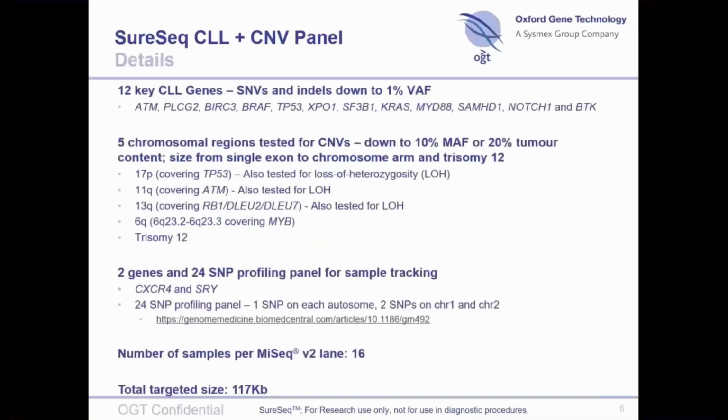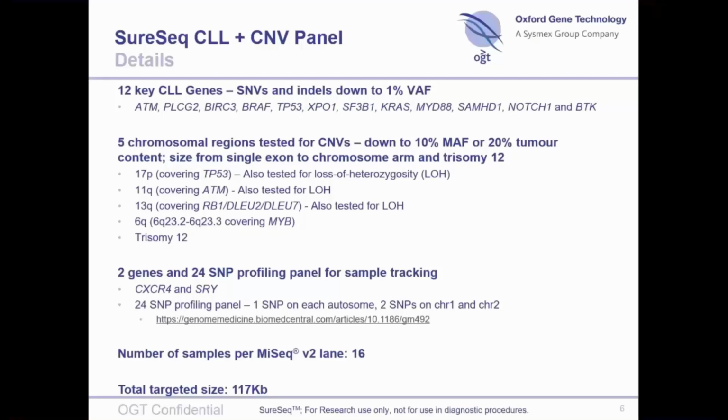Now let's have a look at some of the details. The CLL plus CNV panel targets a total of 12 genes implicated in CLL, including the genes I mentioned in the previous slide and a handful of genes which you can see on the screen here. In all these genes, we can detect SNVs and indels down to 1% variant allele frequency.